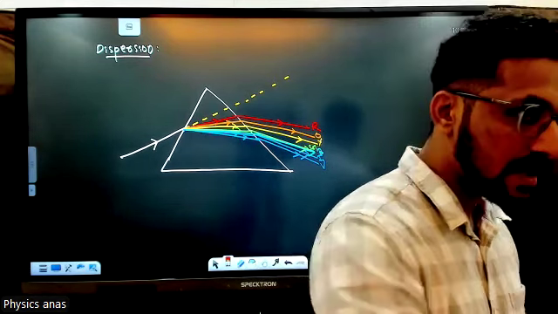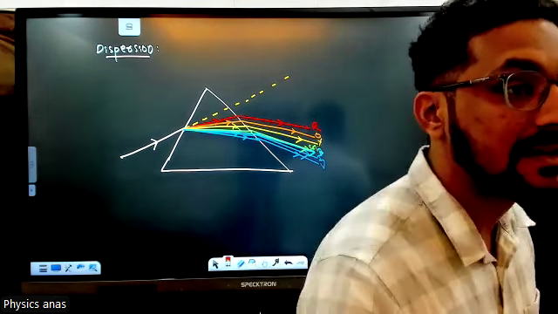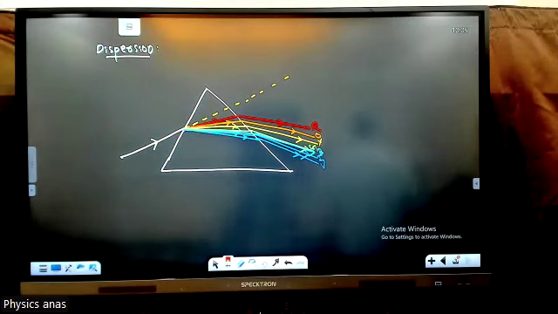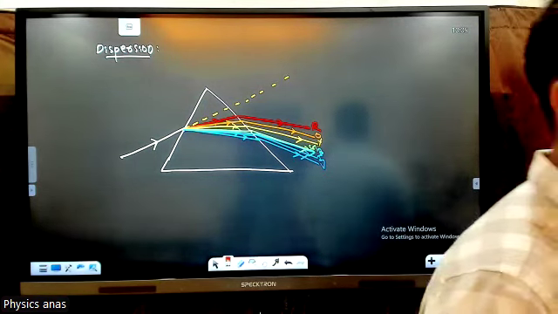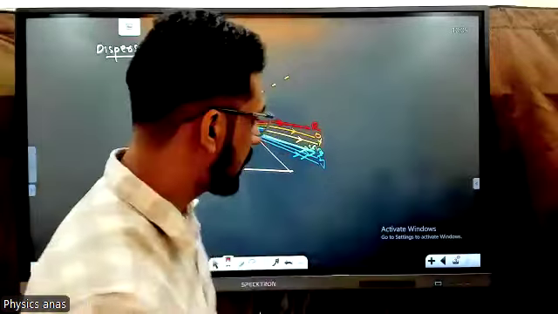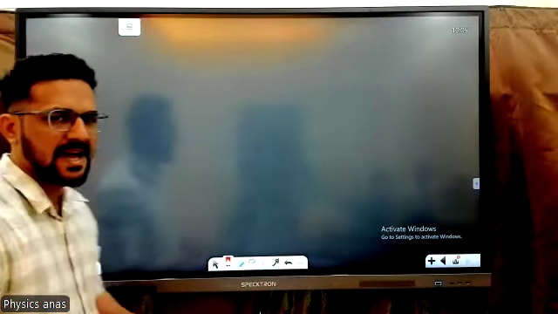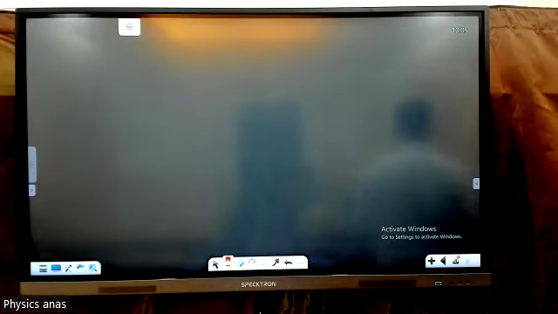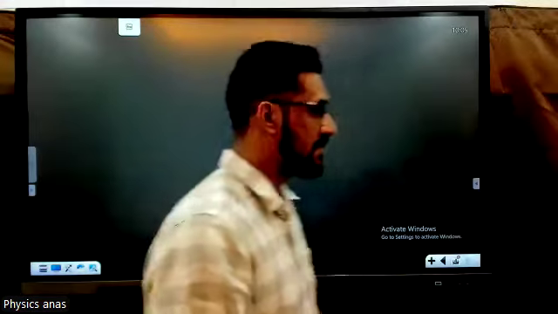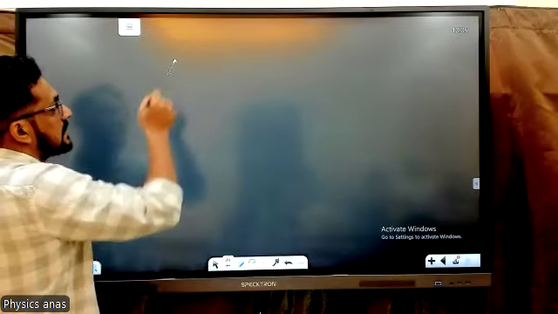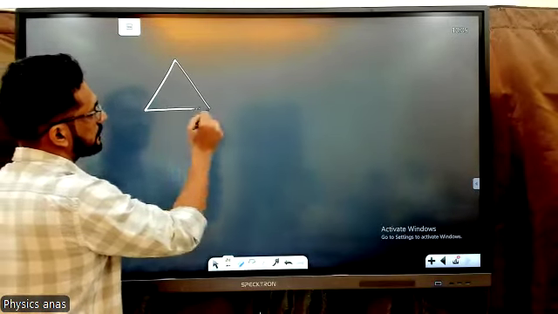But when we are seeing that, we will see different colors. And after that, we studied the recombination of the spectrum. Do you remember that? I think that is the last topic we discussed in the previous class. What was that? This is the first prism.